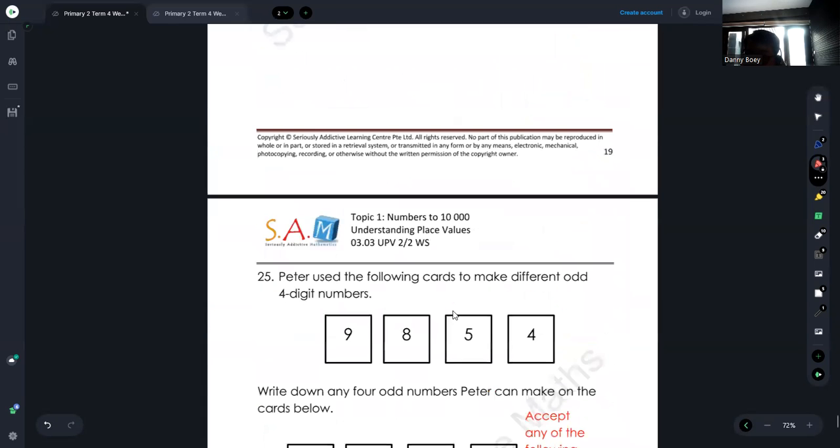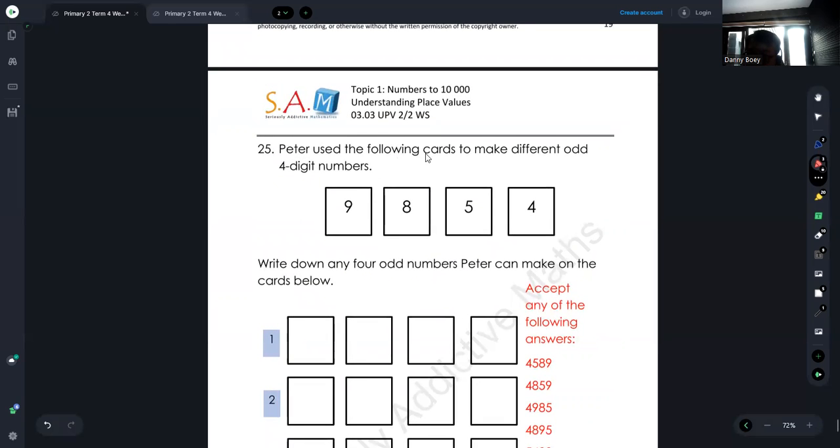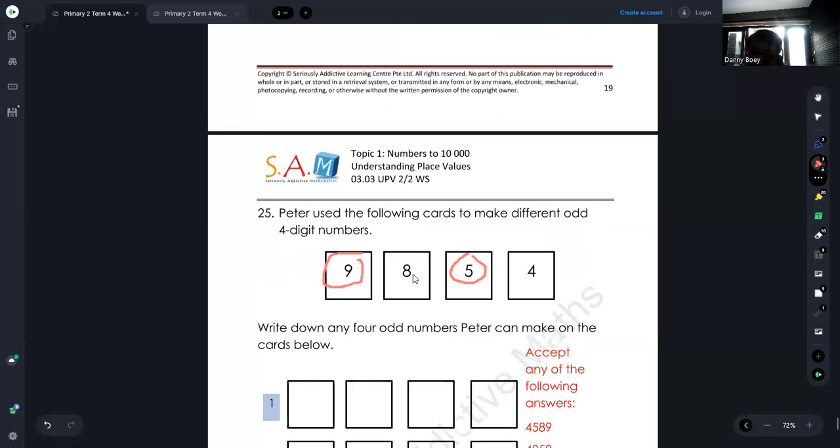For this question, I think let them do it on their own. Maybe just do one odd number with them. Peter used the following cards to make different odd four-digit numbers. Write down any odd four-digit numbers he can make. In order for the numbers to be odd, it should end with an odd number. Remember, some students think that every digit must be odd, or that for even numbers every digit must be even. No, we look at the ones place. As long as the ones place is an odd number, 5 or 8, it should work. And get them to list. It should be quite easy. Just give them the clue here, and they can do the rest on their own.